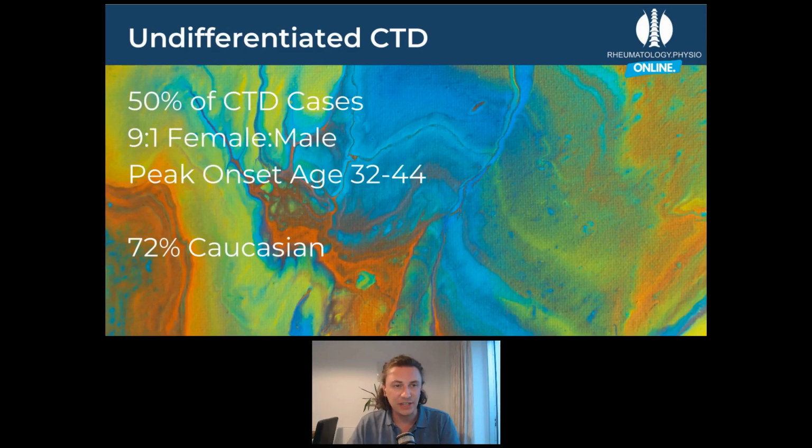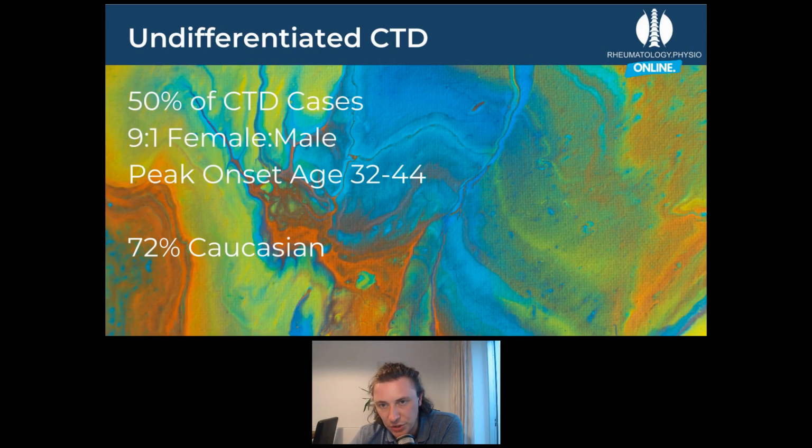So that brings us on to undifferentiated connective tissue disorders. This makes up about 50% of all of the connective tissue disorder cases. And these are the ones that are most likely to attend our clinics. The definition of an undifferentiated connective tissue disorder is that basically they have symptoms of a connective tissue disorder, but they don't have enough of the specifics to fit a diagnostic criteria. So, for example, a patient might attend with generalized muscle aching and some dry eyes.